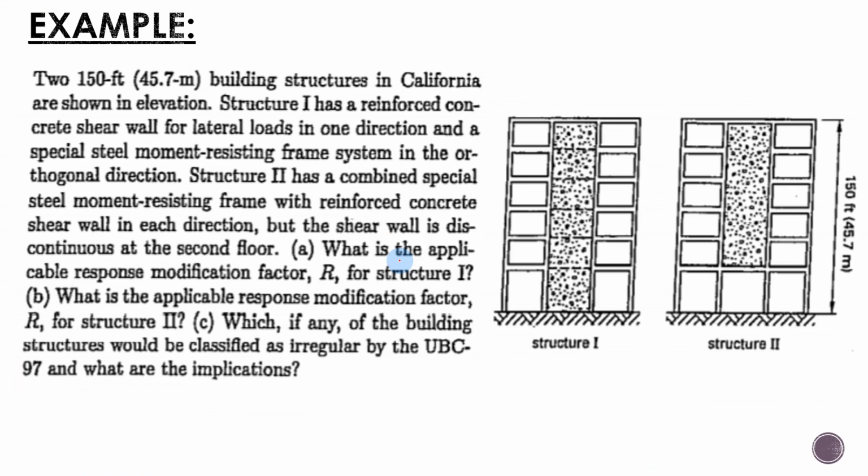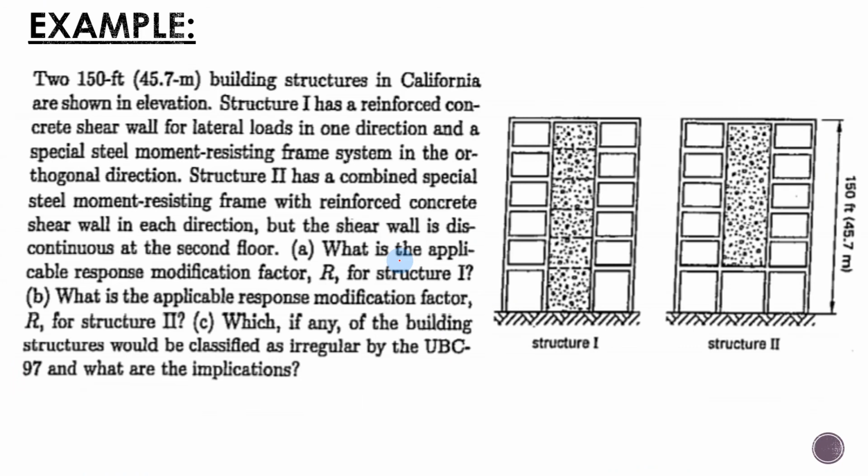In this example, 150 feet or 45.7 meter building structures in California are shown in the elevation. Structure 1 has a reinforced concrete shear wall for lateral loads in one direction and a special steel moment resisting frame system in the orthogonal direction. Structure 2 has a combined special steel moment resisting frame with reinforced concrete shear wall in each direction, but the shear wall is discontinuous at the second floor.